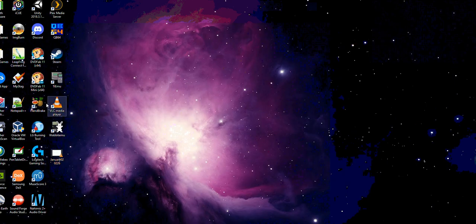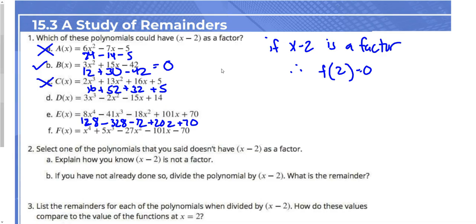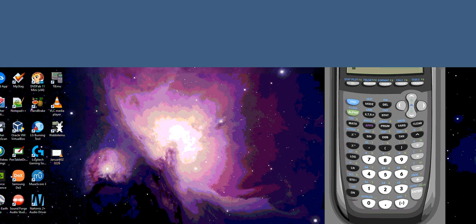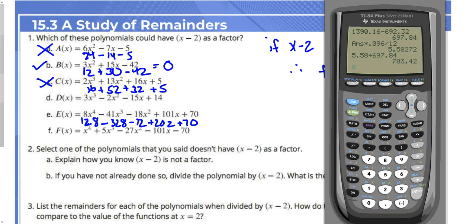Can I pull up a calculator? Let's take a look. Hold on, it's going to load. Maybe, maybe not. Oh, there it is. I see it. Okay. Boop, there we go. Okay, so let's give that a clear and let's try it out.